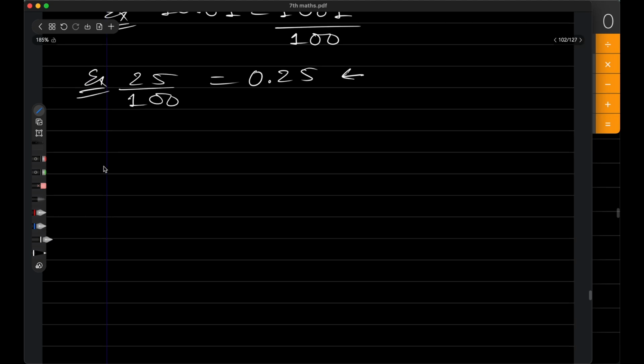Let us take one more example, that is 17 divided by 1000. Starting from the right hand side, after the third digit put the decimal point. There are only 2 digits, so put the extra zeros and then put the decimal point. So the answer will be 0.017. Now let us cover the multiplication.